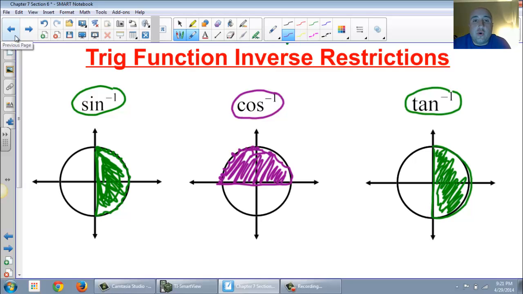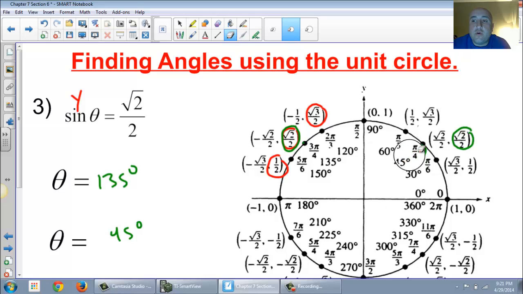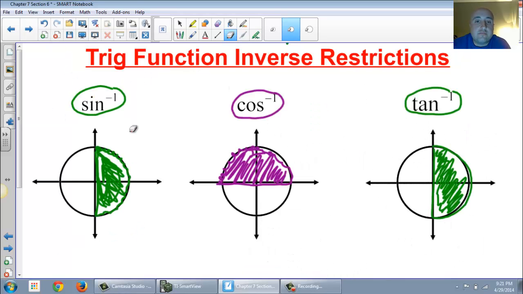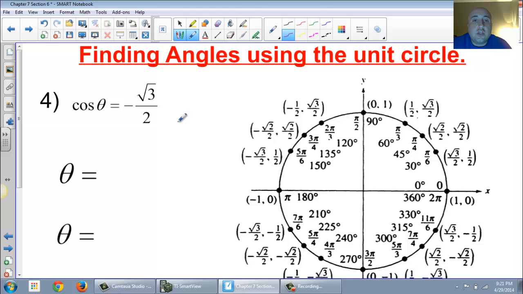All right, so now if we go back to this answer, remember sine is the right-hand side. If we go back to the unit circle, we're trying to find sine, and there's two answers, 45 and 135. So how do we determine which one is the actual answer? Well, whichever one is on the right-hand side of the unit circle. For this one, it was the 45, and that is why your calculator shoots out an answer of 45 degrees. Okay, let's look at another one.